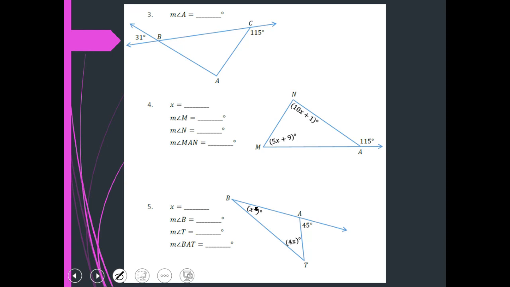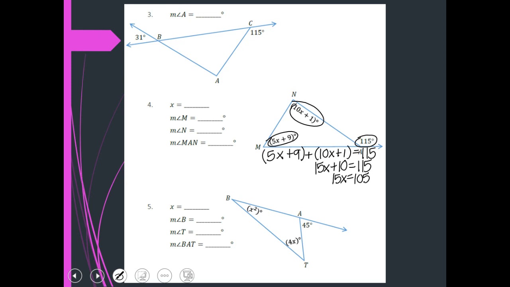So number 4, the first thing that we want to do is find the value of x. So we know that this angle plus this angle is going to equal 115. So 5x plus 9 plus 10x plus 1 equals 115. So essentially we have 15x plus 10 equals 115 because we combine like terms. So we're going to subtract 10 from both sides. So we get 15x equals 105. Divide by 15, x equals 7. So over here, we're going to write x equals 7.